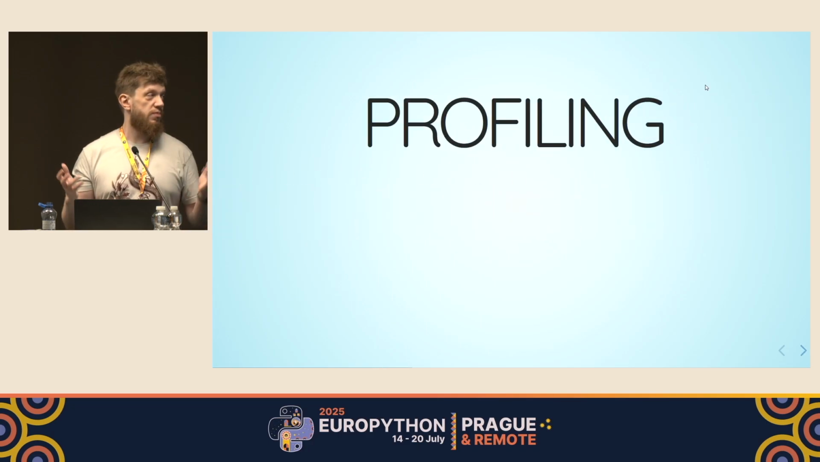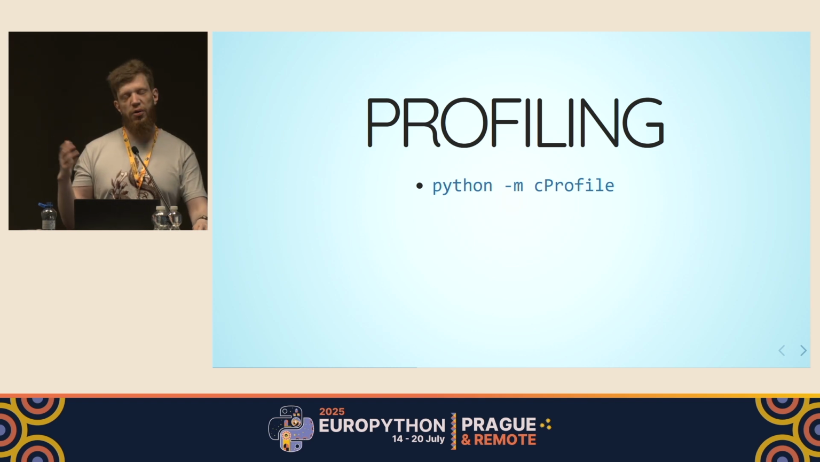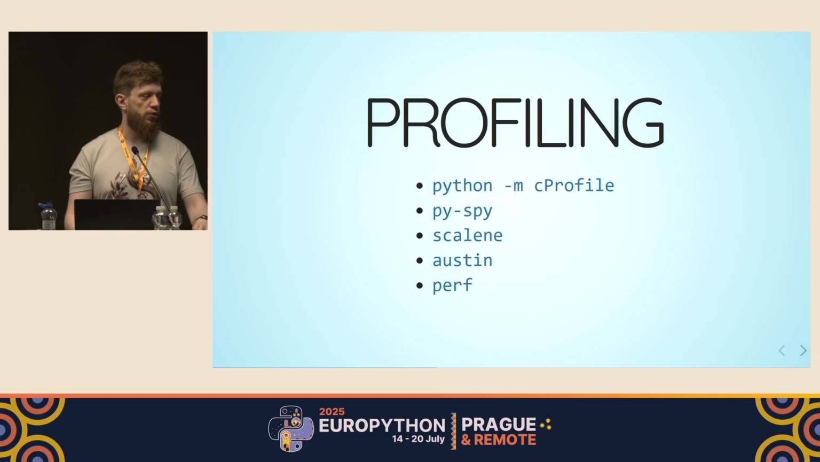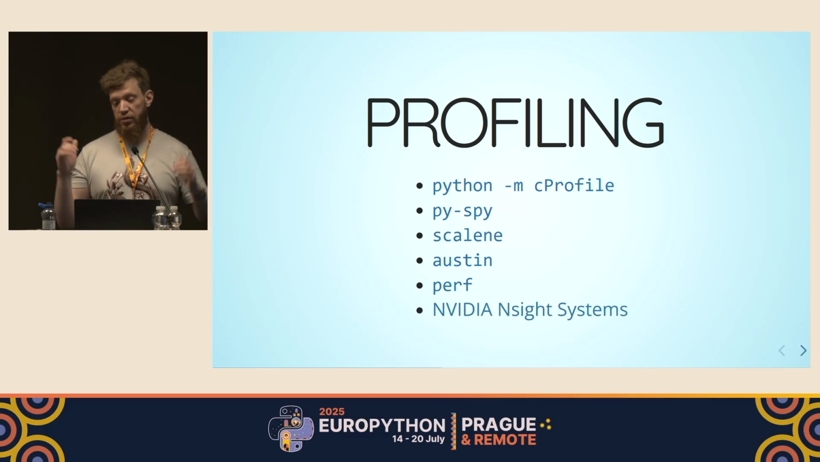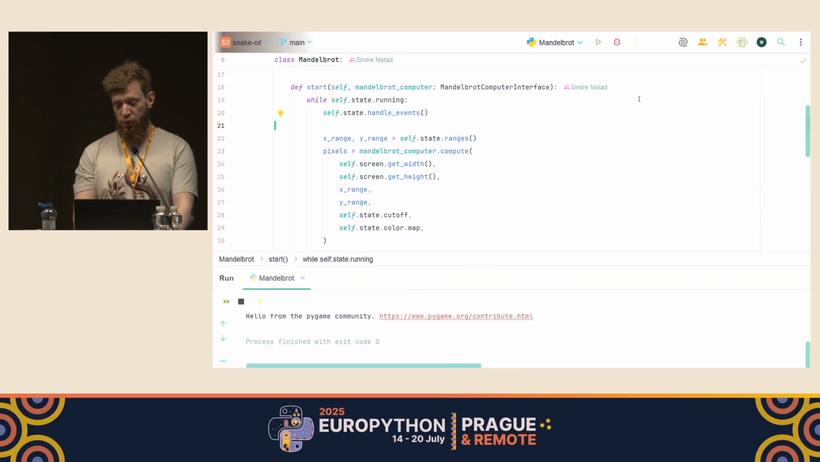Well, you need to know why it's slow. There are a couple of tools for that, like the built-in cProfile, which will measure every line of execution, how long it takes. There's also PySpy, Scalene, Austin, Perf. If you're doing NVIDIA stuff, they also have a profiler. We're mostly just going to use the first one, the built-in and PySpy. So let's first measure what takes time here.